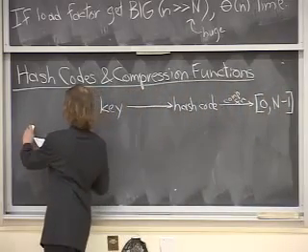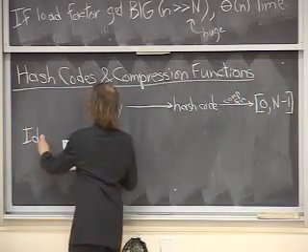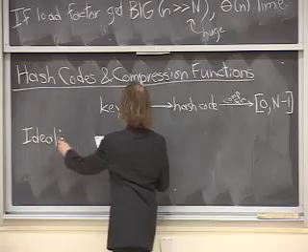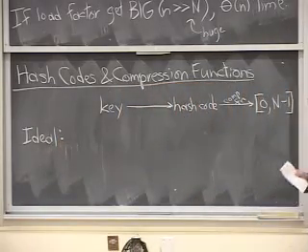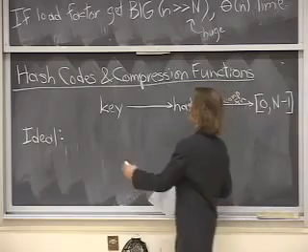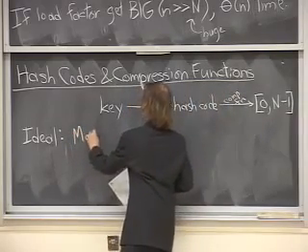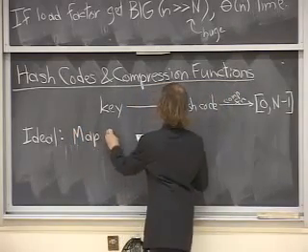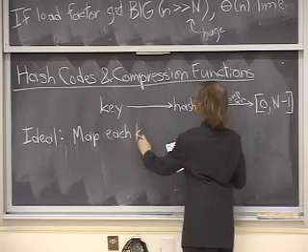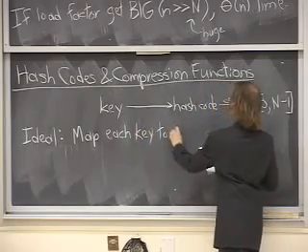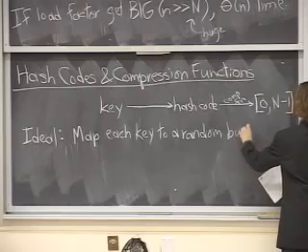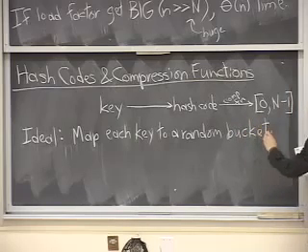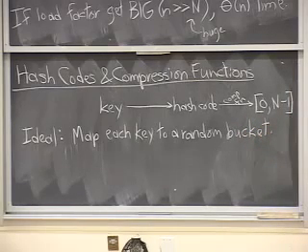So let's talk about what the ideal is first. Here's what we ideally like to accomplish. We would just like to have a magic function that maps every key to a random bucket, with each bucket being equally likely.